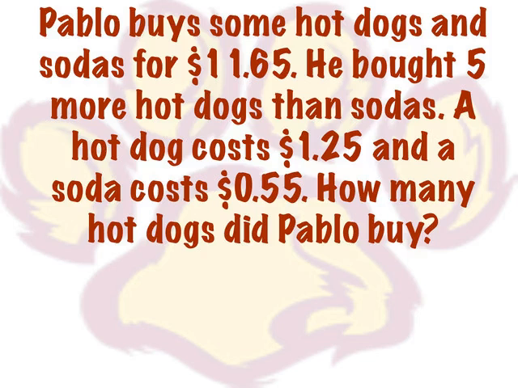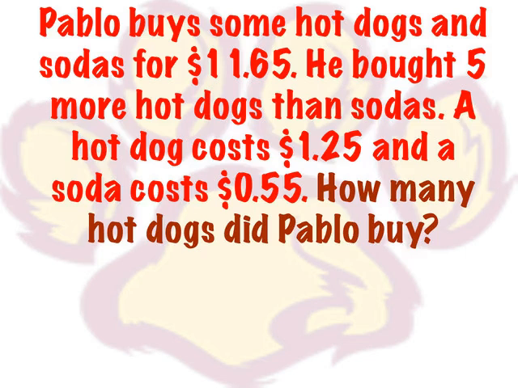For example, Pablo buys some hot dogs and sodas for $11.65. He bought 5 more hot dogs than sodas. A hot dog costs $1.25 and a soda costs 55 cents. How many hot dogs did Pablo buy? So you can see in this problem, we have 3 sentences before the question. We're not going to try to get 3 equations though. We're still going to get the same 2 equations. So we have to determine what to use from those 3 sentences.